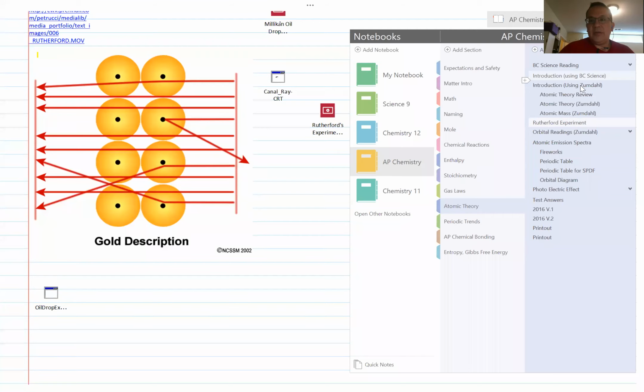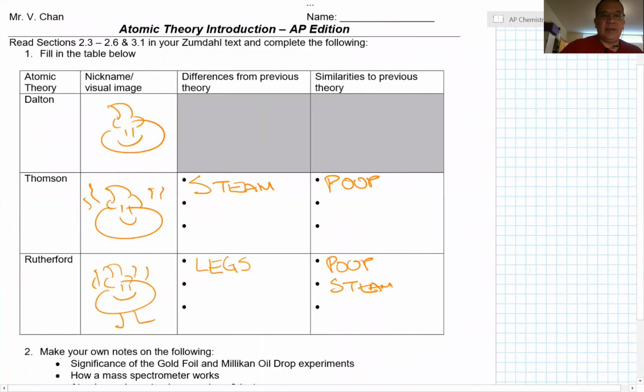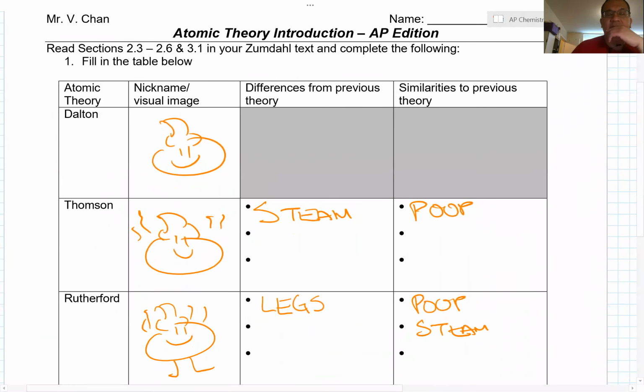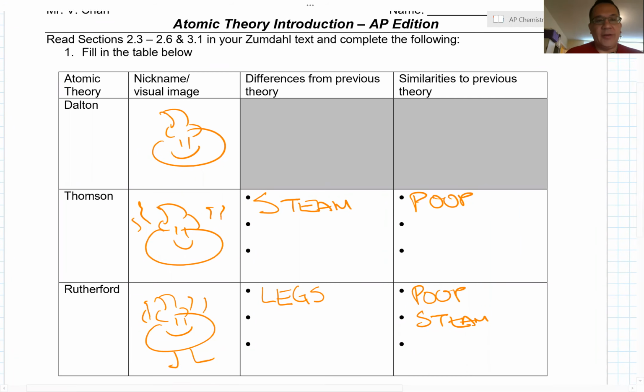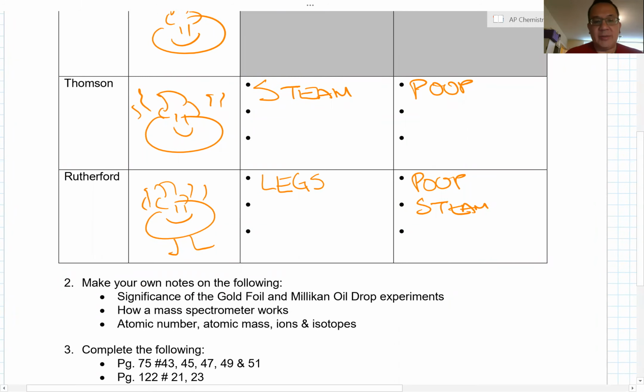Now, you were given this particular assignment, and for those of you that weren't there, what I'm going to ask you to do is, when you are doing the Dalton, Thomson, Rutherford models, hopefully you got the information about how they were different, but also how they were similar.